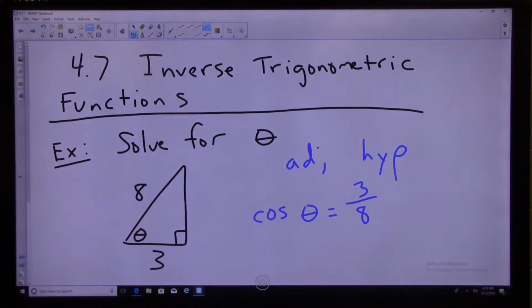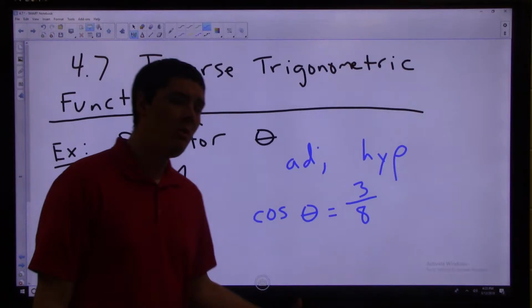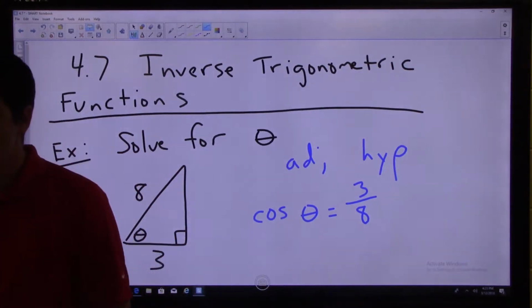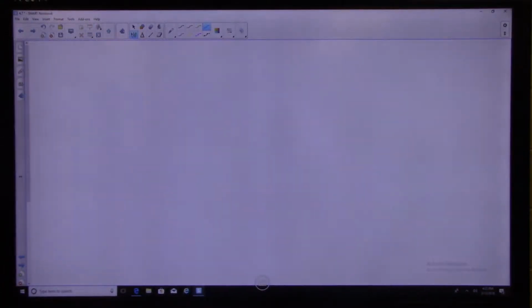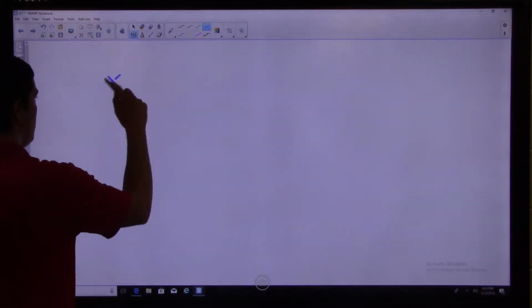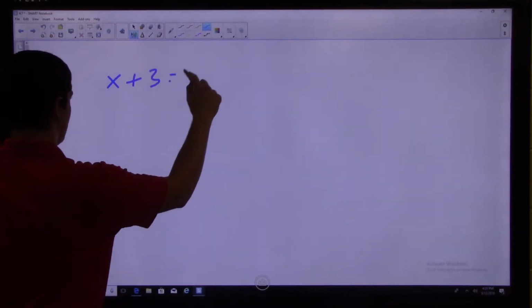That didn't really solve for theta though. We've got the cosine of theta is equal to that. So guys, in order to solve for an angle, you might be able to guess just by the title of this section, but let me give you a separate example here just to think about. You don't have to write this down, but what if we had x plus 3 is equal to 7?